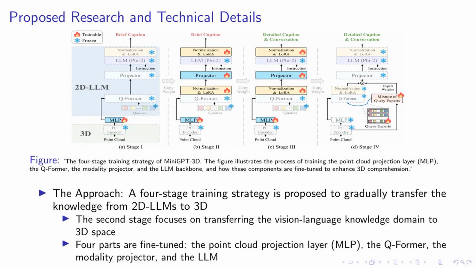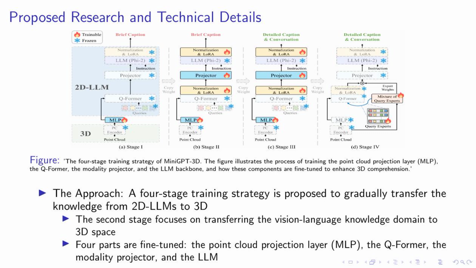On this slide, we delve into the technical details of our proposed research. We've developed a 4-stage training strategy to gradually transfer the knowledge from 2D large language models, or 2D LLMs, to 3D. In the second stage, we focus on transferring the vision-language knowledge domain to 3D space. This is achieved by fine-tuning 4 key components: the point cloud projection layer, also known as MLP, the Q-former, the modality projector, and the LLM.